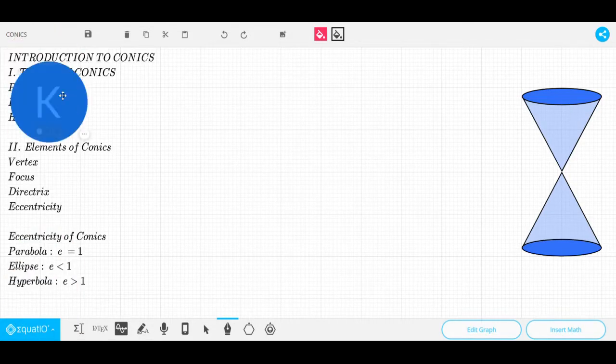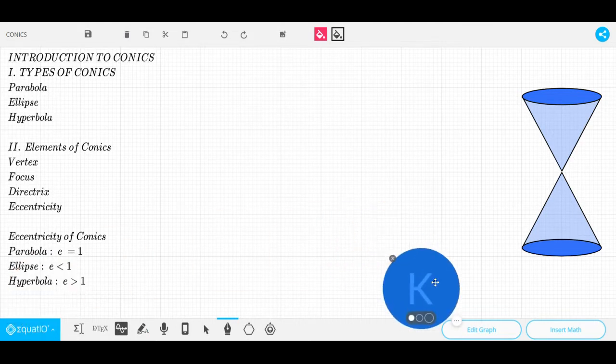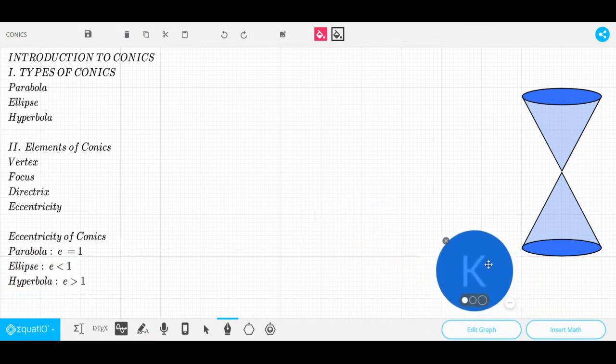First of all, we'll talk about the types of conics, the parabola, the ellipse, and the hyperbola. Then we'll move on to the elements, the vertex, focus, directrix, and eccentricity, and then to the characteristics of the eccentricity of each type of conic.